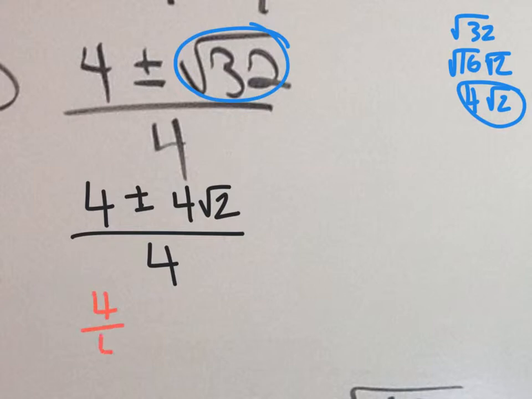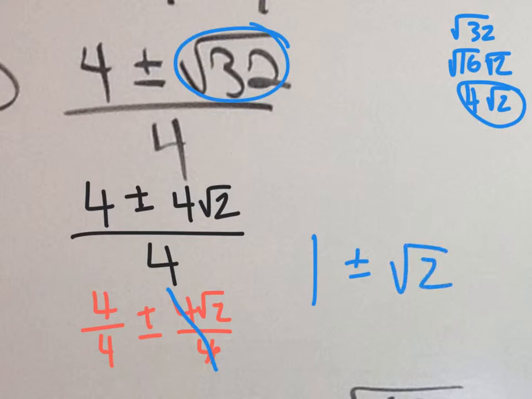4 over 4 plus or minus 4 square root of 2 over 4. And then when you ask yourself, 4 over 4 cancels out, it's 1. The plus minus is still there. And the 4 over 4 also cancels out, but you have a square root of 2 left over.